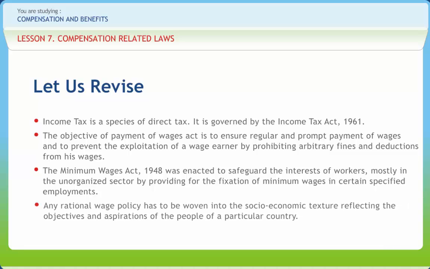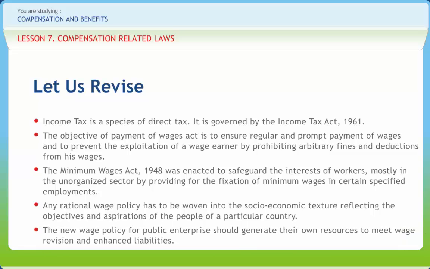Any rational wage policy has to be woven into the socio-economic texture, reflecting the objectives and aspirations of the people of a particular country. Formulation of rational wage policy has always been one of the most significant social or political demands. Initially, as an economic issue, it was mainly the concern of the employer. The new wage policy for public enterprise should generate their own resources to meet wage revision and enhanced liabilities.